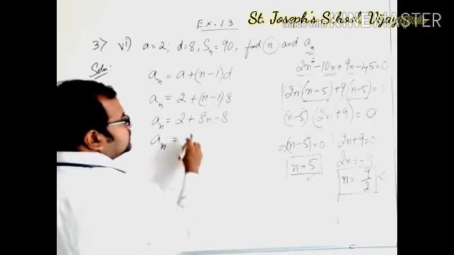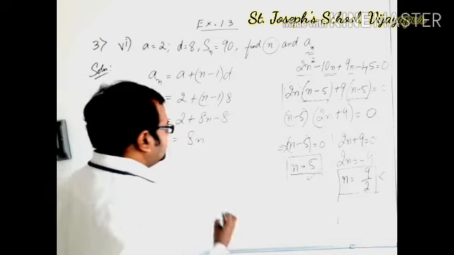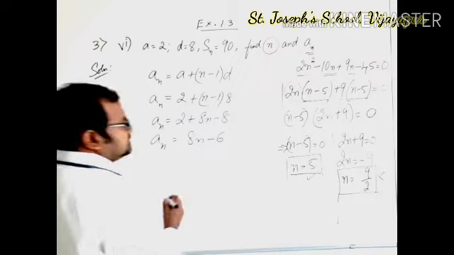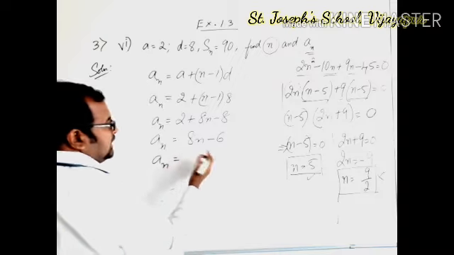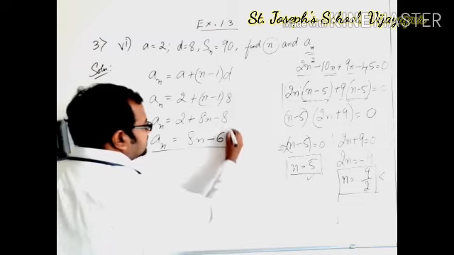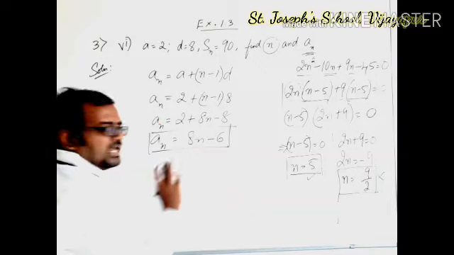An is equal to 8n remains as it is, 2 minus 8. 2 minus 8 being minus 6. Okay? Then an is equal to 8n minus 6. This is the general term which they have asked. An. This is your an term.